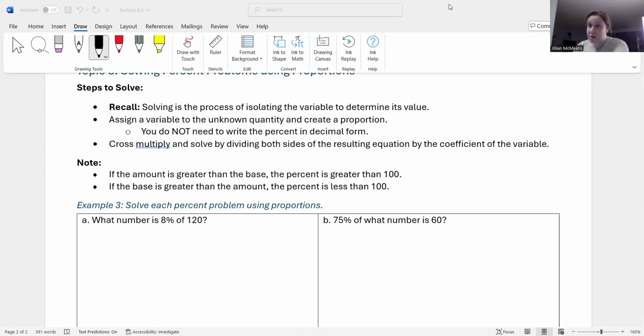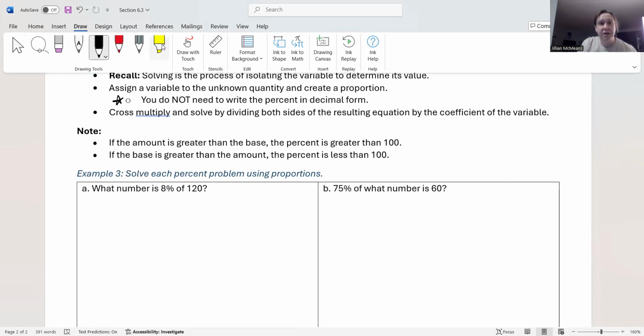We always, in these situations, need to assign a variable to the unknown quantity. So when we build our proportion, the 4 pieces that make up the proportion, one is going to be missing. We assign the variable to that missing piece, okay? Remember right here, you do not have to write your percent in decimal form to do the proportion method, okay? We're putting the percent number over 100. So instead of converting it to decimal form, we're really just converting it to fraction form, okay? And then what we have to do to solve is we cross multiply and then solve for whatever the missing piece is, okay?